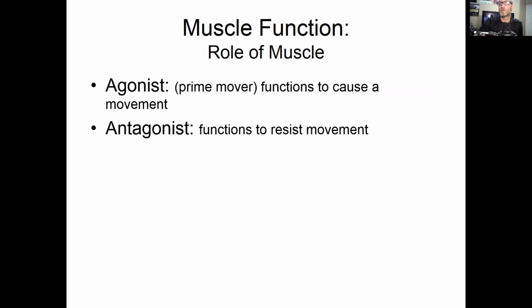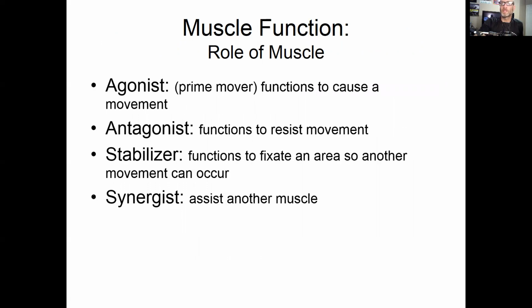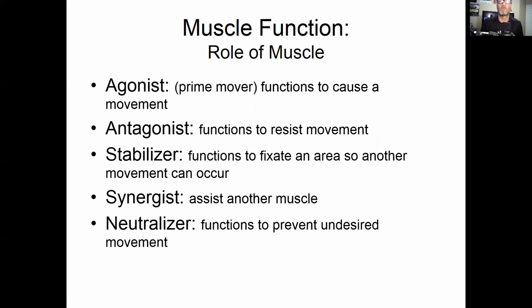Okay, muscle function, role of muscle. We have different ways to describe the role that muscle does when it generates a force. We will say agonist is a prime mover, when the muscle is generating force to cause a movement. So if I'm doing elbow flexion, the biceps brachii is an agonist. An antagonist contracts to resist movement. So if I'm doing elbow flexion, maybe my triceps acts as an antagonist to resist elbow flexion.